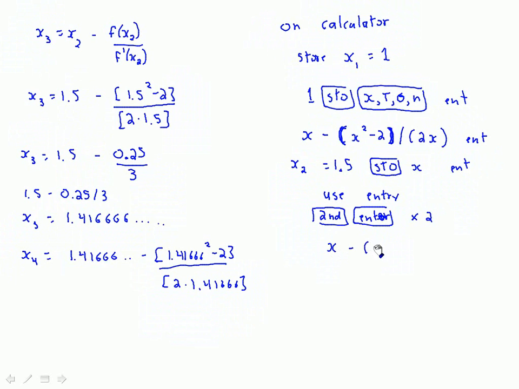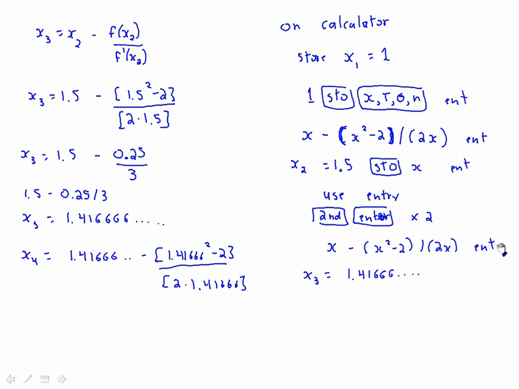X minus x squared minus 2 divided by 2x. And if you press enter now, it'll recalculate, but now it's got the 1.5 in there, and that will give you x3 is equal to 1.41666, etc., like that.